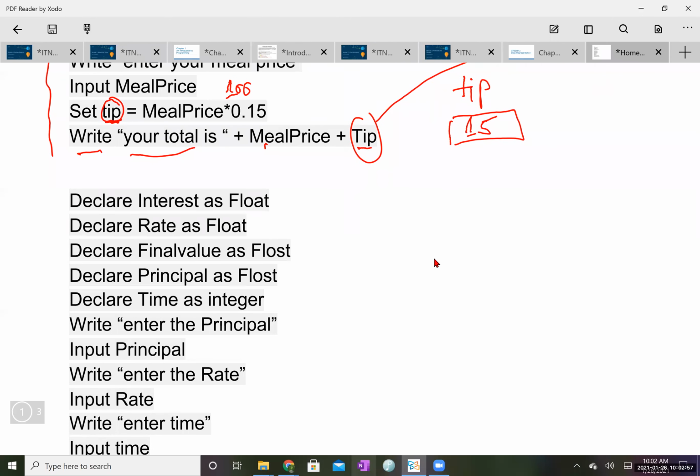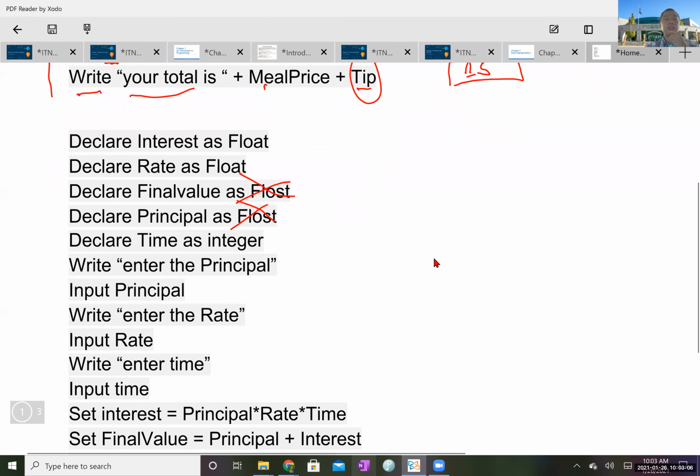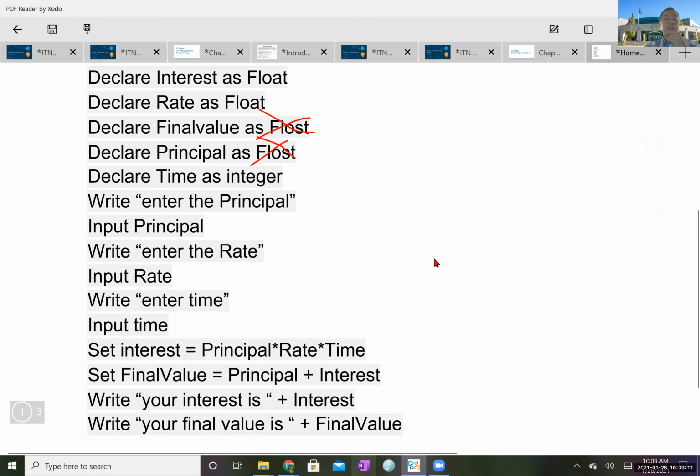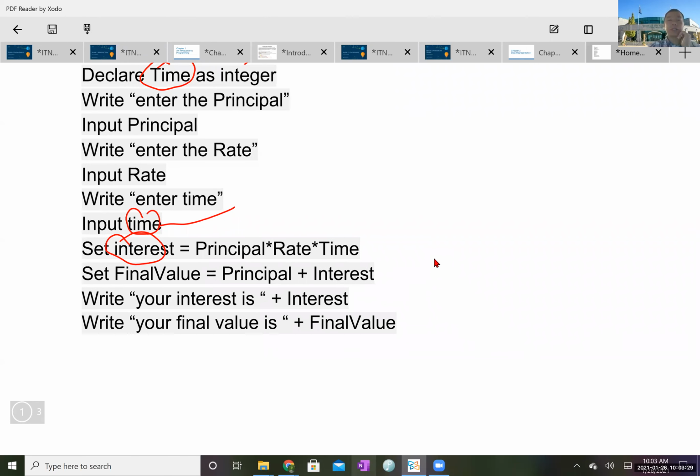Yep. Okay, so for this one also, you have declared interest as float. Float, here's some of the grammar here. I don't care much about that. This one, enter principal, enter the rate, enter the time here. You see, the time here also is not the same as the time here. The time here is not the same as the time here. So the interest here also is not the same as the interest here. So that's the thing I want you to keep in mind, that you must always be consistent with the variable name here.